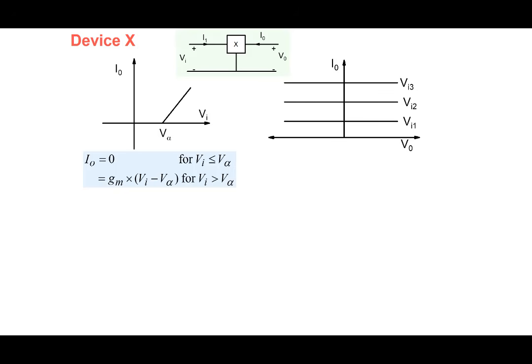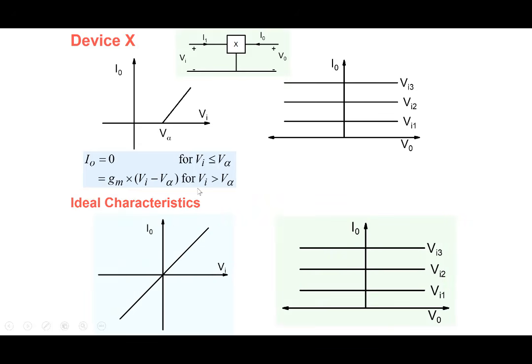All right, so this is our device X here, right? So the output side is fine. I0 versus V0 is fine. I0 is equal to 0 for Vi less than or equal to V alpha. So we are calling it V alpha as a threshold voltage kind of a thing. And for Vi greater than V alpha, I0 is equal to some Gm times (Vi minus V alpha). Okay, so it's a linear relationship. All right, so these are the ideal characteristics, right?